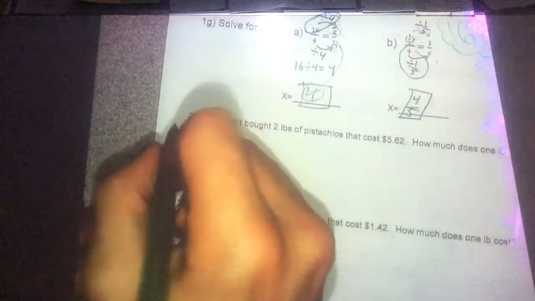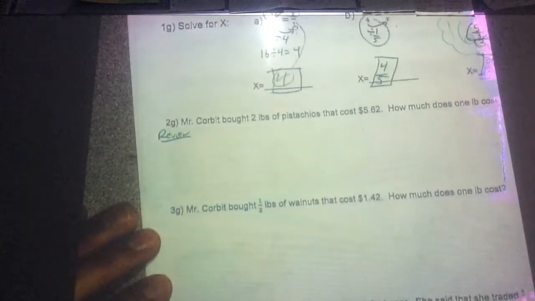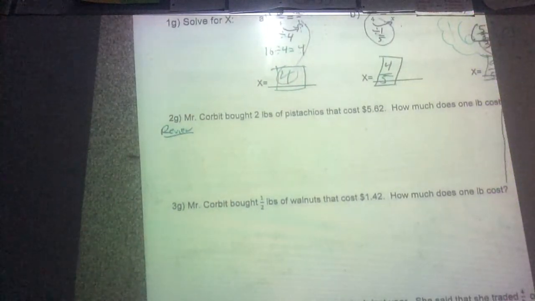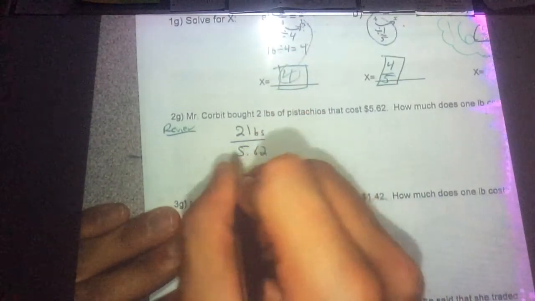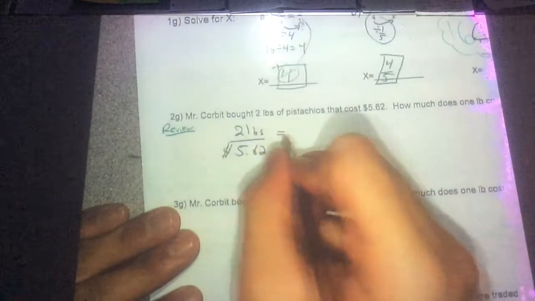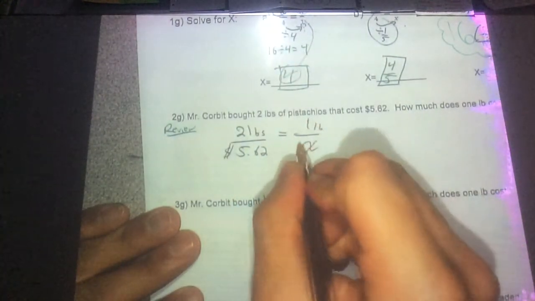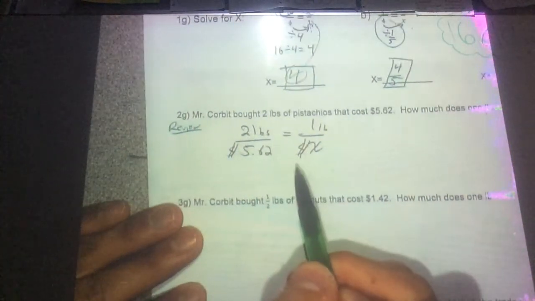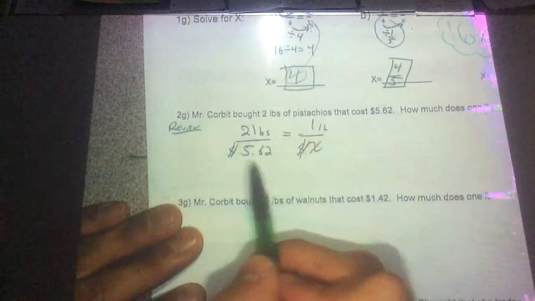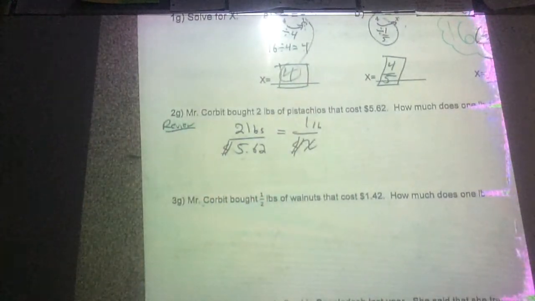Okay, this one, let's go ahead and do 2G. This is a review problem from yesterday, but I definitely need to make sure that you guys are on the same page. So 2 pounds cost $5.62. And now we want, how much does 1 pound cost? X dollars. Now notice here that the units are the same. The pounds are in the numerator, the dollars are in the denominator, just as long as they're all lined up. That's the most important thing.